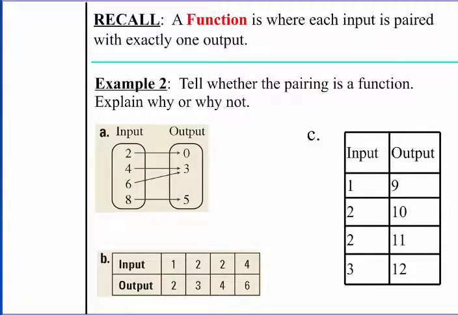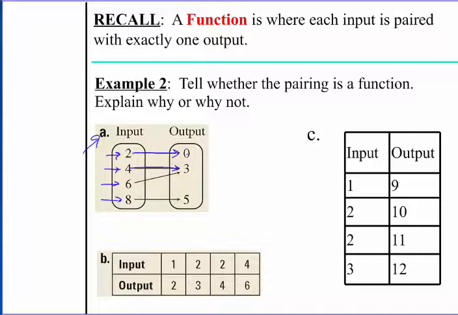Example 2. So up at the top, you don't have to rewrite that. That's just a recall that a function is where each input is paired with exactly one output. So we're going to tell whether each of these pairings is a function, and we'll explain why or why not. So if you look at A, we have each of our x values. Okay, each number is different. The 2 only has one y value associated with it. 0 goes with the 2. The number 4 only has one number associated with it. Okay, 3 is associated with 4.